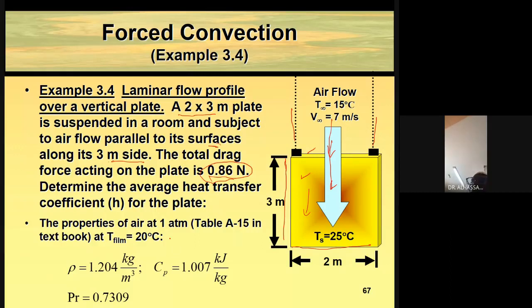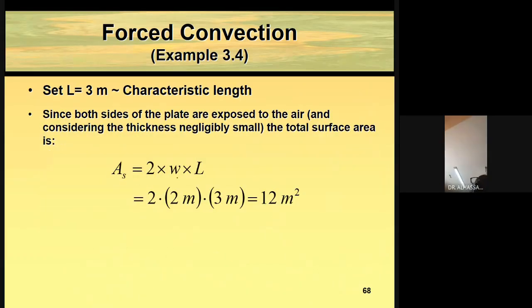As usual, our T film is given by this. How do we determine this T film? T film is given by 25 plus 15, divided by 2. Very sorry. So that gives us 20 degrees Celsius. It is this 20 degrees Celsius that we are going to use to determine the specific heat capacity of the fluid, the density of the fluid, and the Prandtl number of the fluid. The total area is the length times the breadth, and then times 2, because there are 2 surfaces.